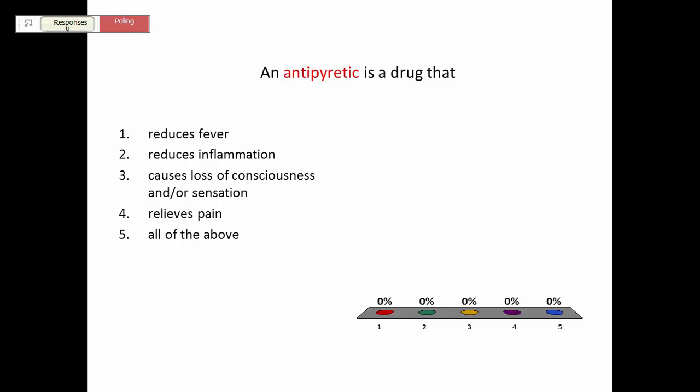I always remember that because of the root word pyro, fire, or fever, right? So an anti-fire or anti-fever, antipyretic. That's how you can remember that. An anti-inflammatory drug is a drug that reduces inflammation, and a drug that causes a loss of consciousness and or a complete loss of sensation, that is an anesthetic drug.